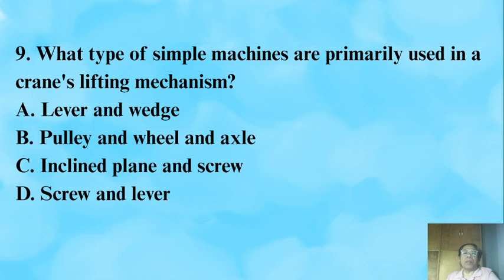Number 9. What type of simple machines are primarily used in a crane's lifting mechanism? Letter A, lever and wedge. Letter B, pulley and wheel and axle. Letter C, inclined plane and screw. Letter D, screw and lever.